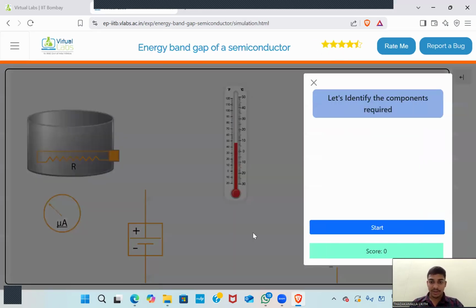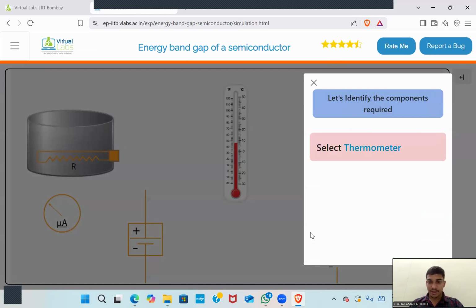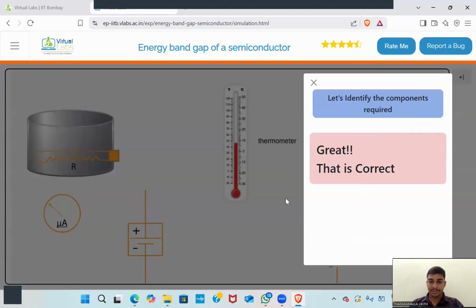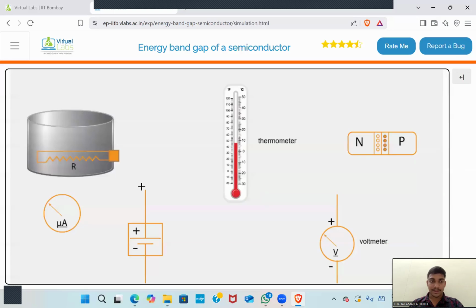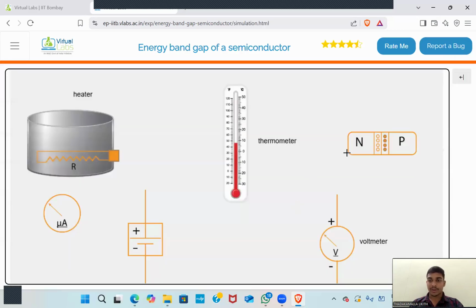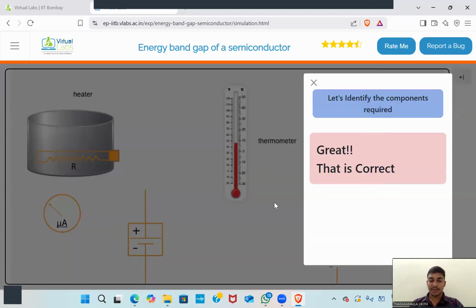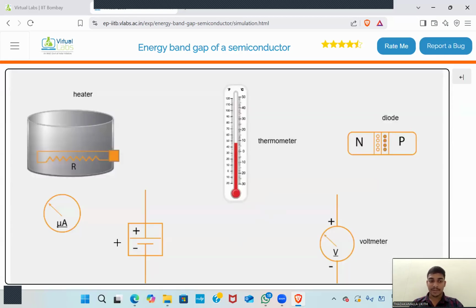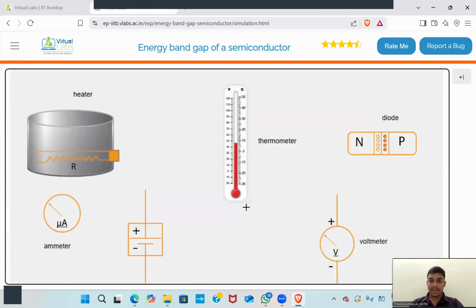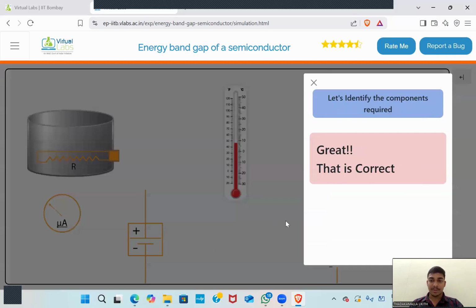Next, simulation. Start. Thermometer. This is our thermometer. Voltmeter. This is our voltmeter. Heater. This is our heater. Diode. This is the p-n junction diode. Ammeter. This is our microammeter. DC power supply. This is the DC power supply.